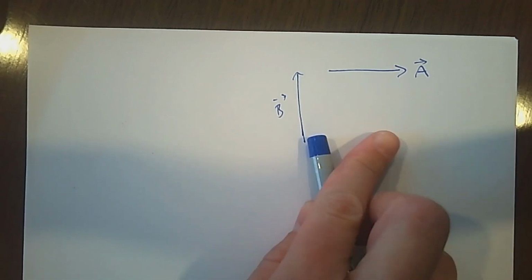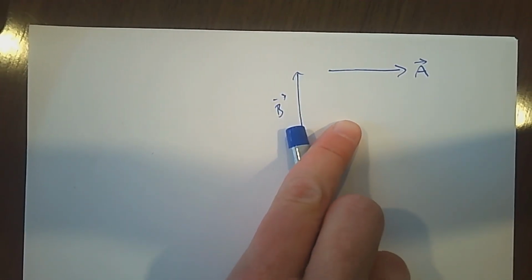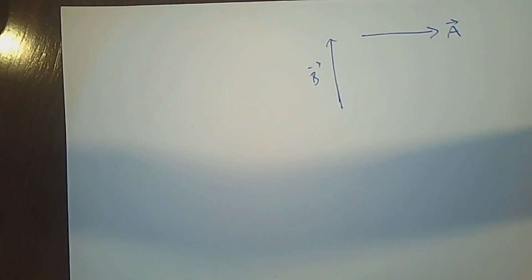Okay, so here are my 2 vectors. B is pointed up, A is pointed to the right. And the first problem I'm asked to do is to find their vector sum.